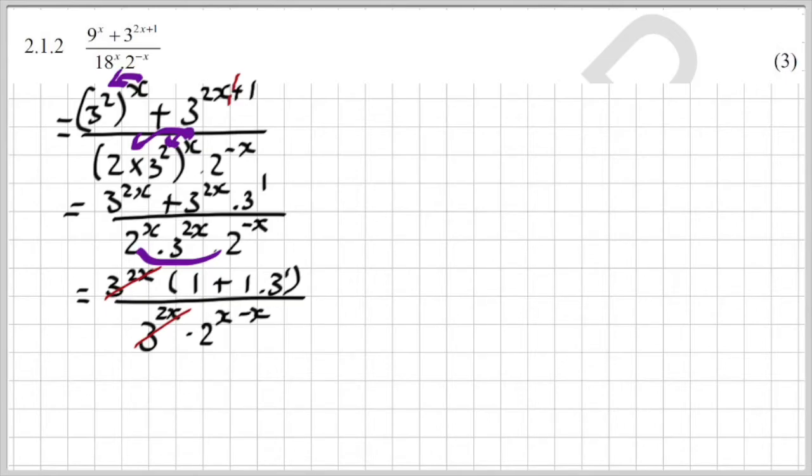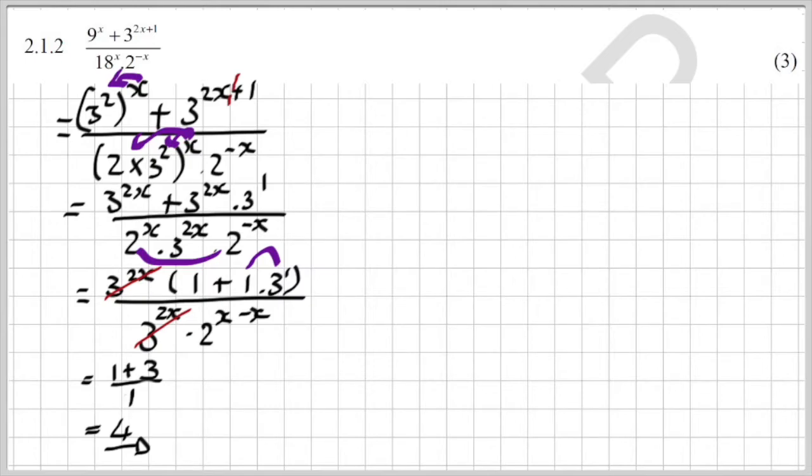The 3 to the power of 2x divide away, and I'm left with 1 plus 3 over 2 to the power of 0. Where does the 3 come from again? I'm multiplying: 1 times 3 is 3, which means in the numerator, I've got 4. In the denominator, 2 to the power of 0 is 1. Hence, my answer is 4.